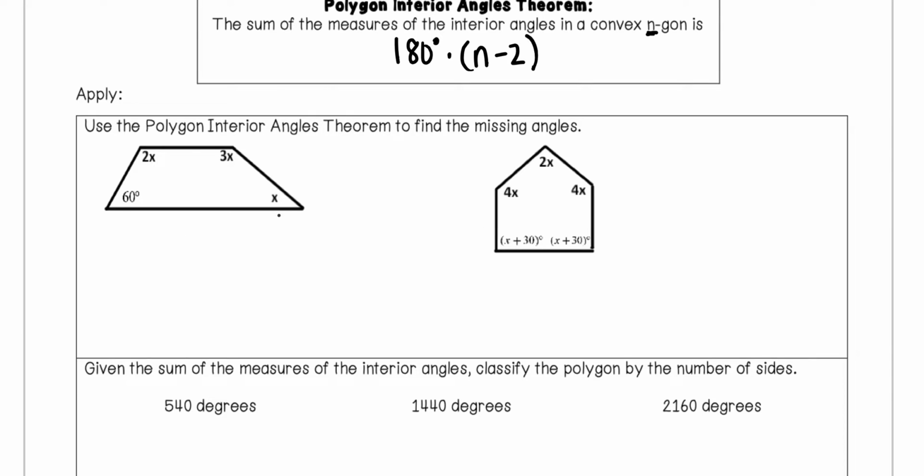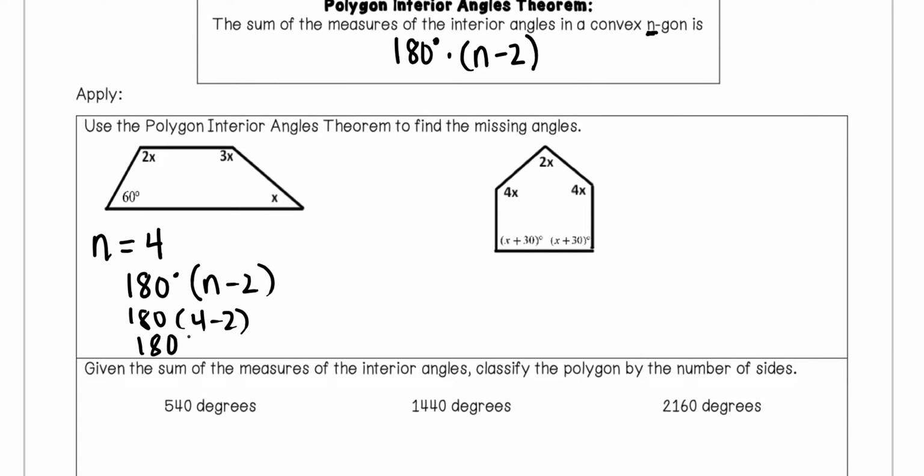So in our first picture, we can see that there is a 4-sided figure, which means this is a quadrilateral. It has 4 sides, so our n in this case is 4. So we're going to apply it to our formula and write 180 degrees times n minus 2, but we're going to replace the n with 4. 4 minus 2 is 2, and we just have to multiply 180 times 2 for a total of 360 degrees. So that's the total sum of all 4 of these angles.